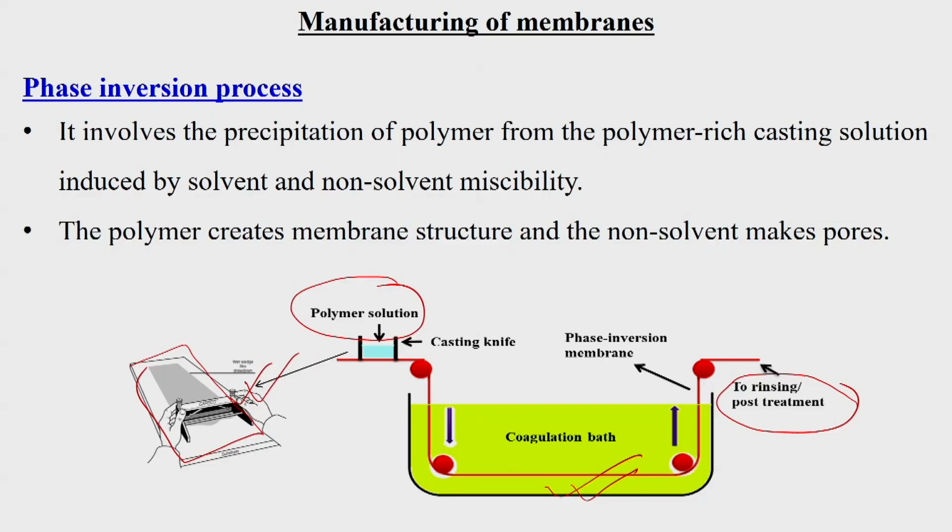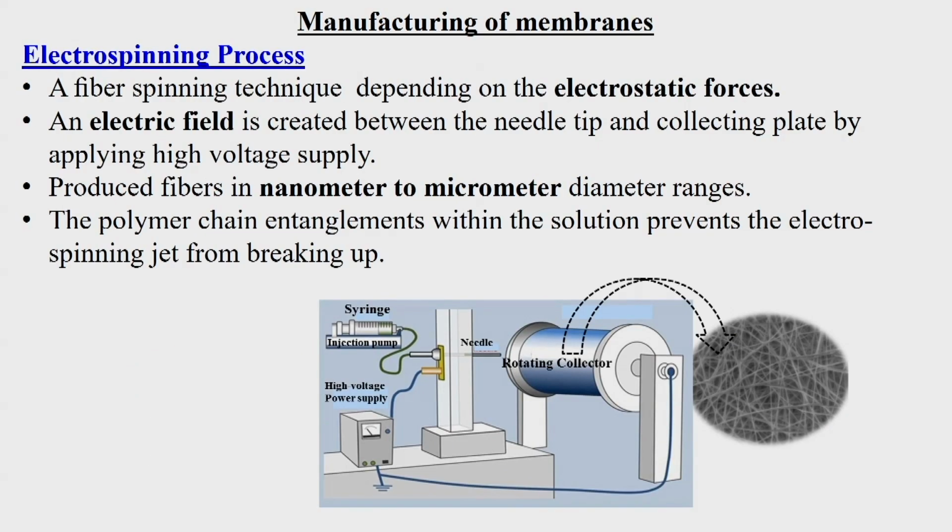In case of the electrospinning process, it is a fiber spinning technique depending on the electrostatic force of attraction, used for the preparation of electrospun nanofiber membranes. An electric field is created between the feed, using a syringe or injection pump, through which the nanofiber membrane solution is injected.